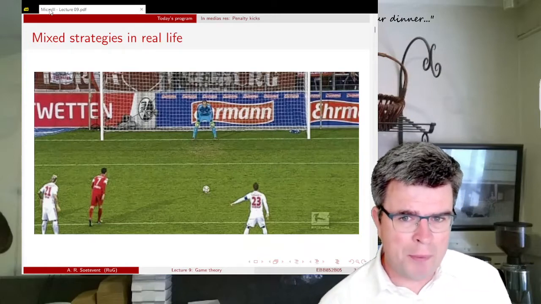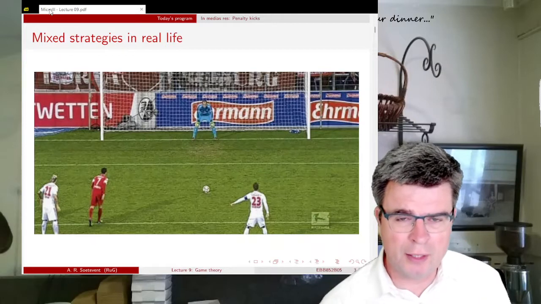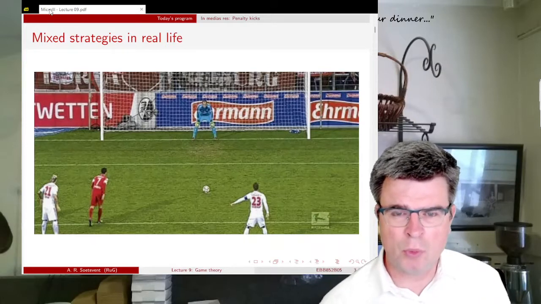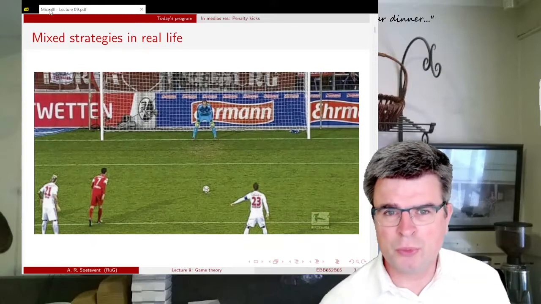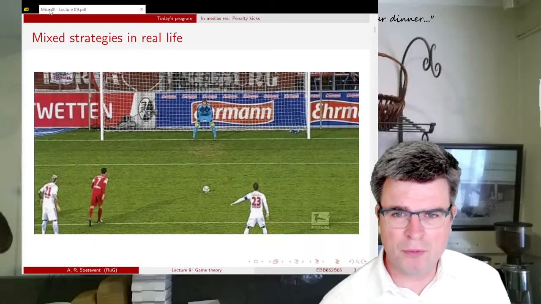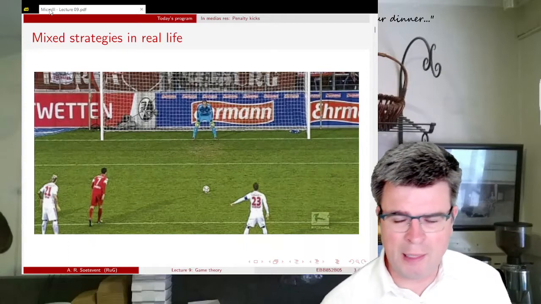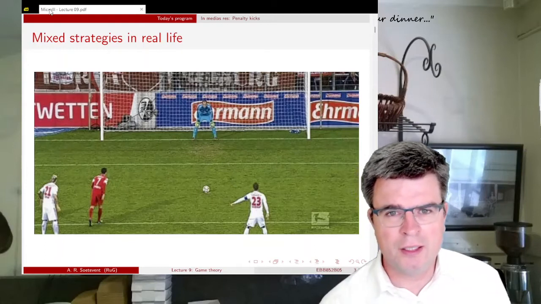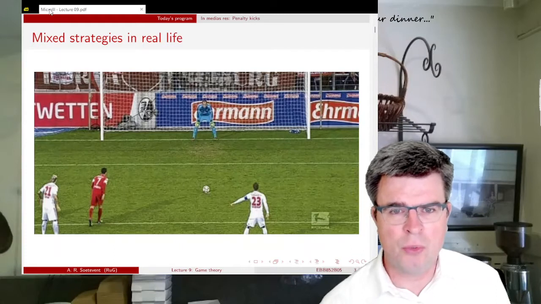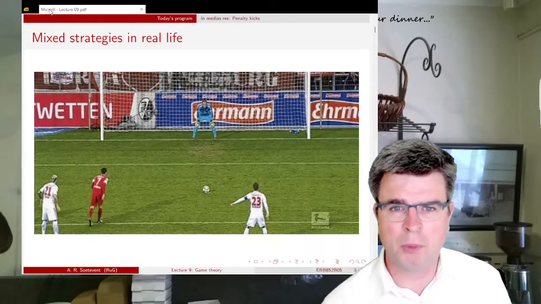So it's not optimal for the player in general to use what economists call a pure strategy, to kick the ball always in the same corner of the net, so to always choose the same action. It's better for the player, in order not to be fully predictable, to mix between aiming left and aiming right. Now, what we're going to do today is to study that type of games and to derive the optimal mixing between the possible actions.